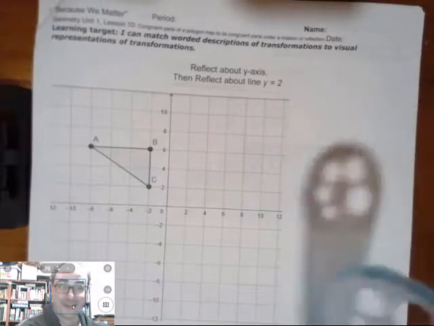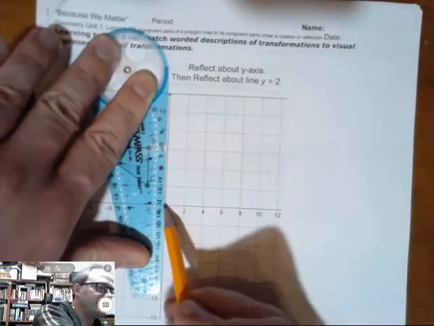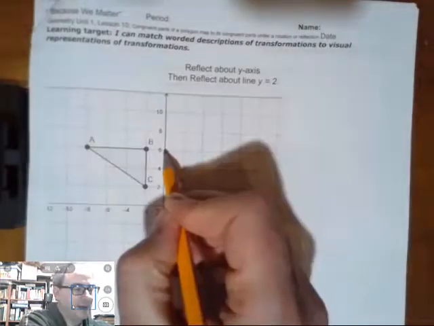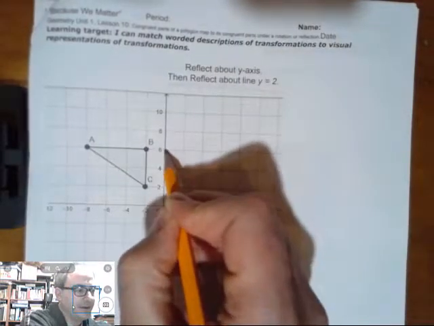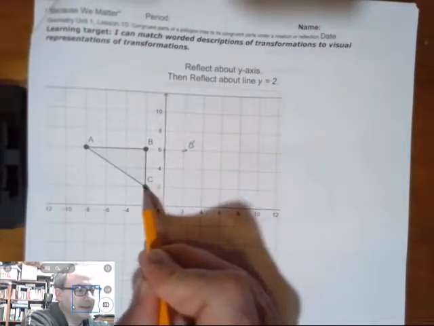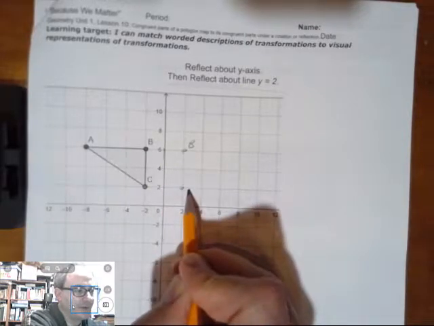A reflection on the y-axis. We'll look. Here's the y-axis. Hopefully that's easy by now, right? So B, if this is my mirror, B is reflected over 1 unit. There's B prime. C is 1 unit away from the mirror, so I'm reflecting 1 unit away from the mirror on the other side.